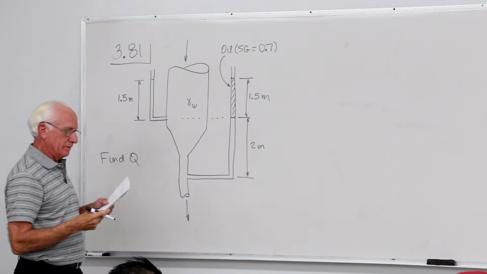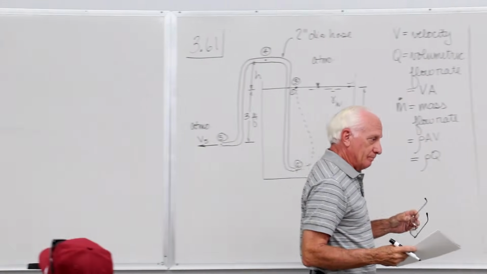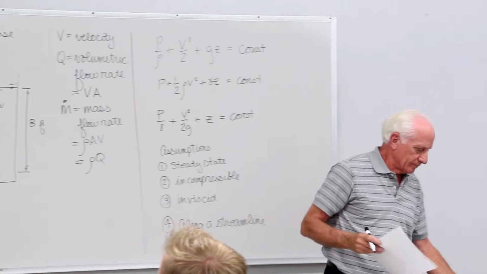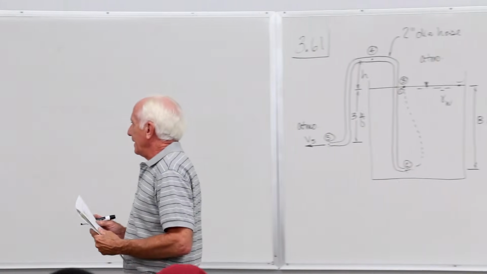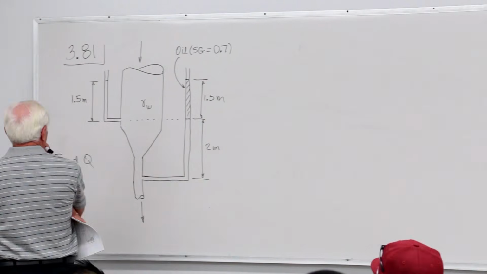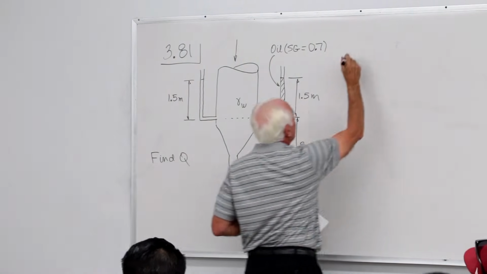Okay, that's the flow rate, V times A. Number one, gotta find V. How? Bernoulli. I think it's pretty apparent where you're going to put points 1 and 2.